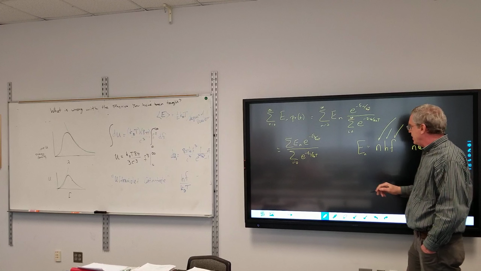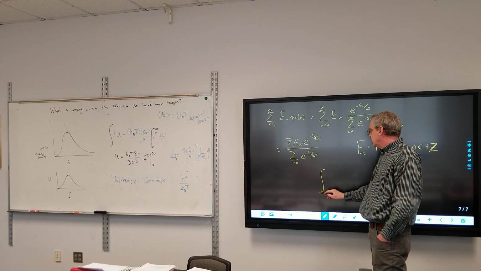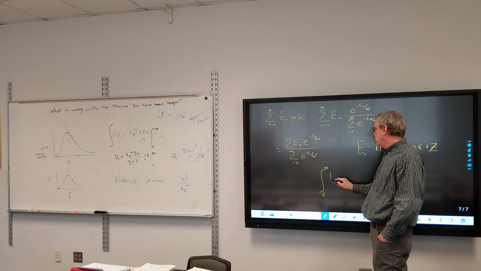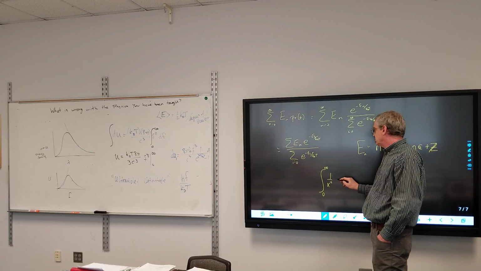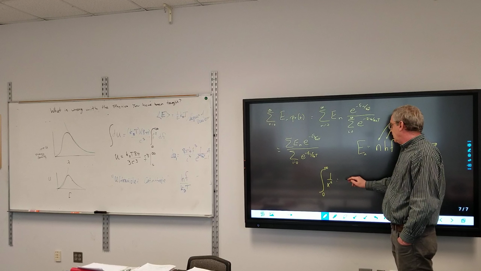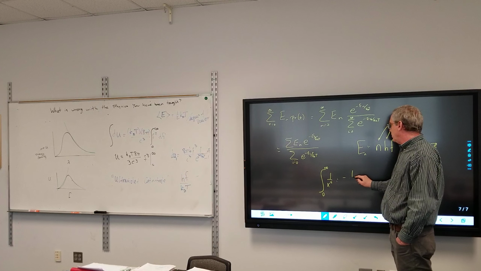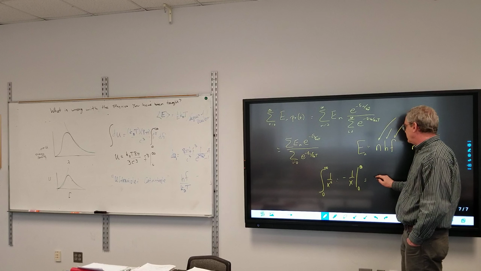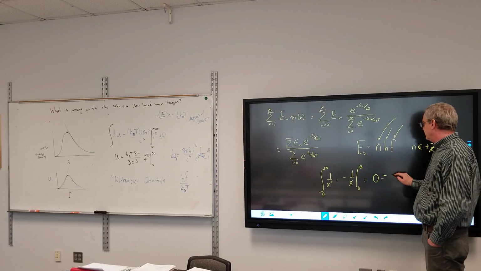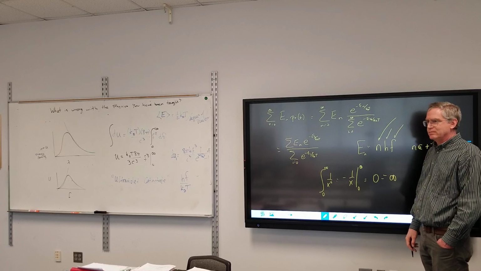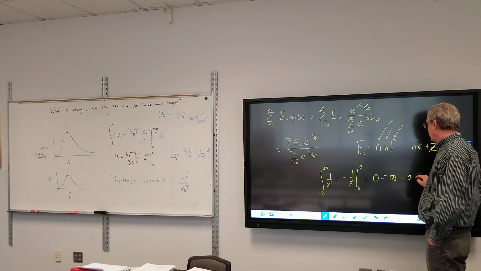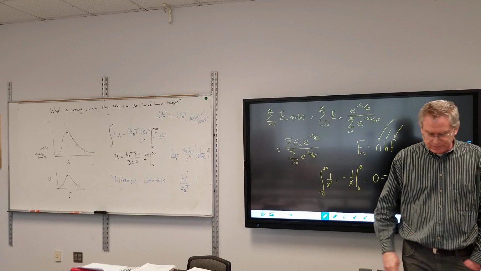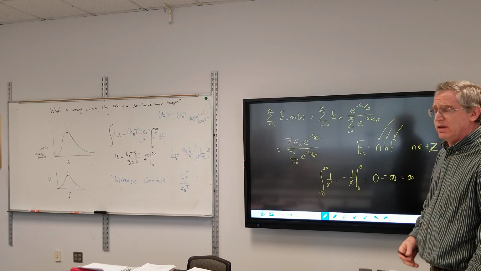If you think about it, if I did the integral from 0 to infinity of 1 over x squared, I would get negative 1 over x from 0 to infinity, which would be 0 minus negative infinity. So integrating this function over all of the values of x, I'm going to get something infinitely large.